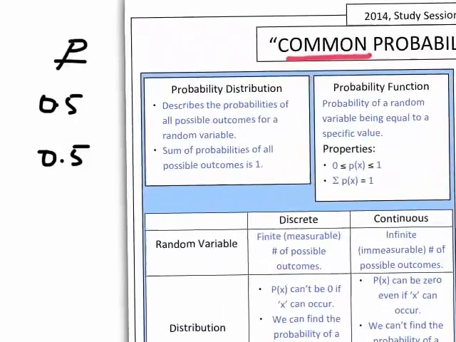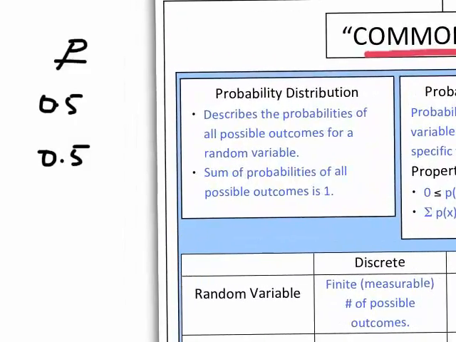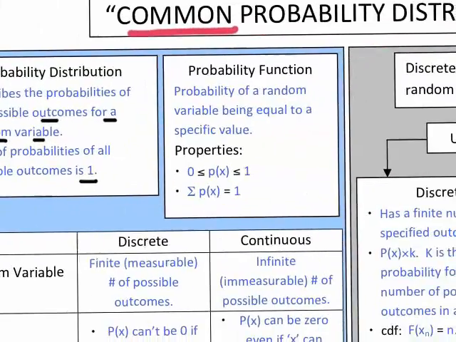So a probability distribution describes the probabilities of all possible outcomes for a random variable. As you know, tossing a coin is a random variable. And the sum of all probabilities should be 1, which is true for any probabilities. The total should be 1.